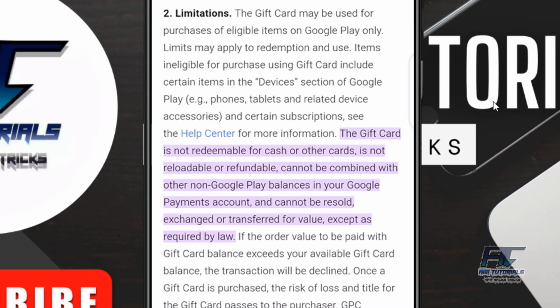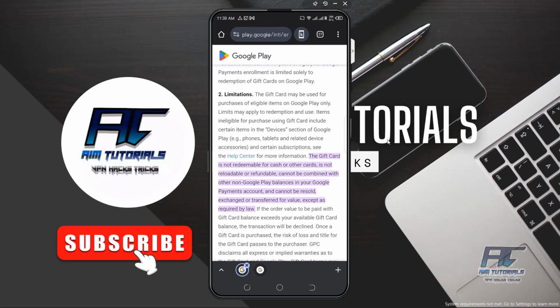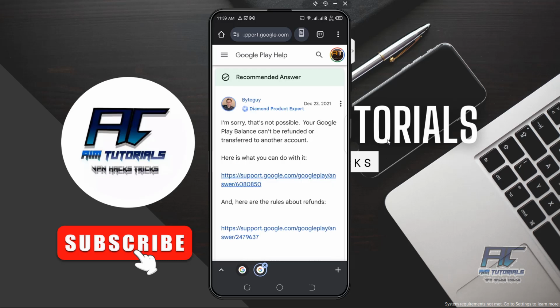So what does this actually mean? It means that unless required by the law, or in regions where Google Play is required to let users transfer their Google Play balances to other accounts or wallets, you won't be able to transfer your Google Play gift card balance. So I went ahead and searched for other methods or workarounds to transfer my Google Play gift card balance to PayPal, and here is what I got.